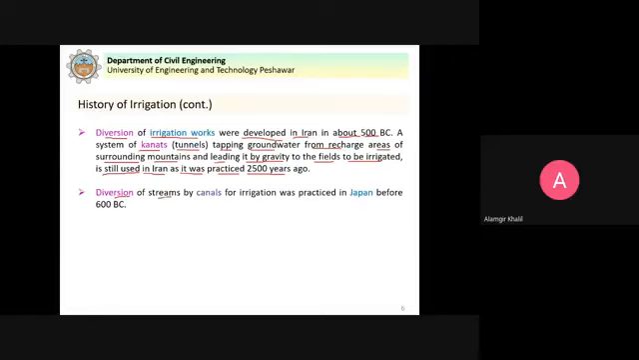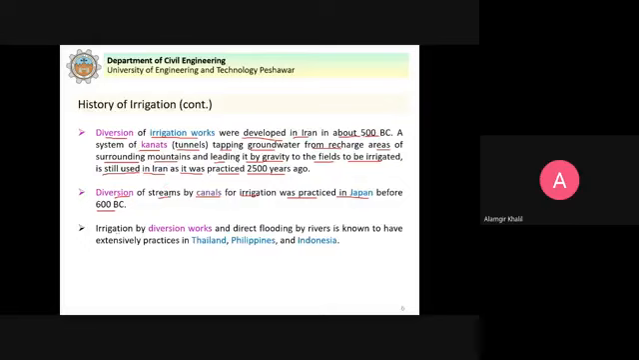Diversion of streams by canals for irrigation was practiced in Japan before 600 BC. Irrigation by diversion works and direct flooding by rivers is known to have been extensively practiced in Thailand, the Philippines, and Indonesia. So irrigation by diversion works diverts the water through a system of canals and then irrigates the lands.